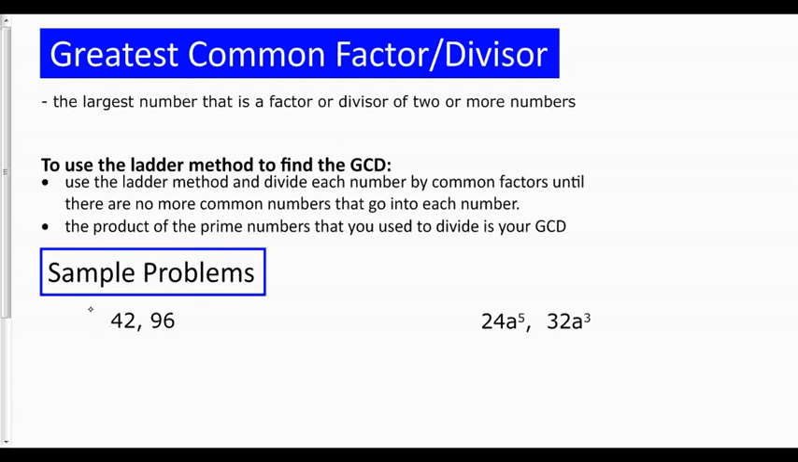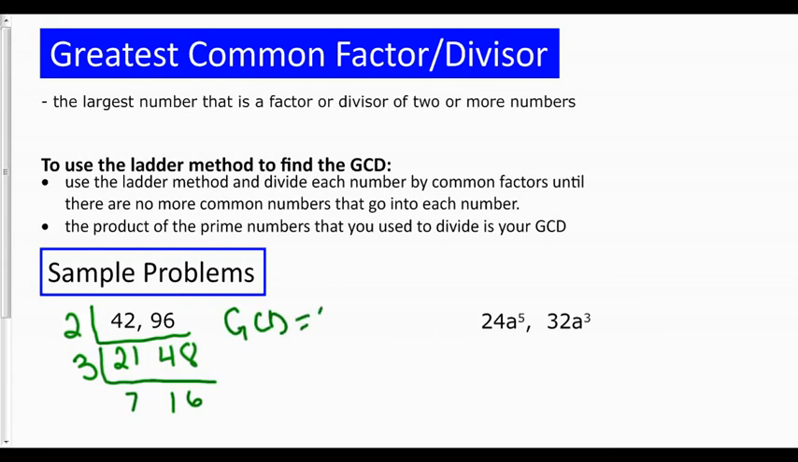I've got 42 and 96. I want to find, well, what's the largest number that's going to divide into 42 and 96? Well, I know 2 goes into both of these. 2 goes into 42 21 times and into 96 48 times. And then 3 will go into 21 and 48, and it'll go into 21 7 times, 48 16 times. The only thing that will divide evenly into 7 and 16 is 1. So I found my greatest common divisor. I just need to multiply 2 and 3 together. So my GCD is 6.